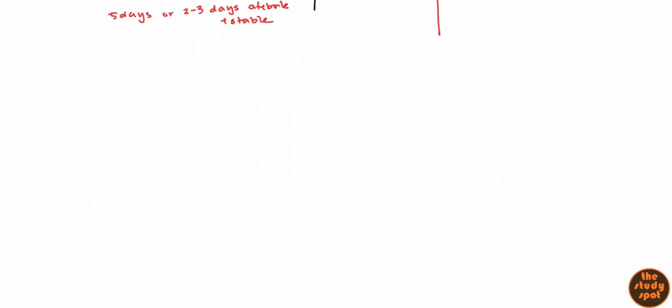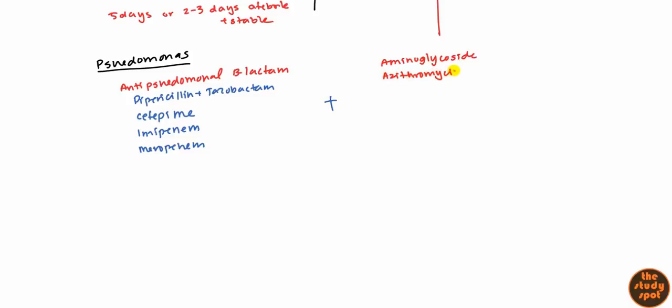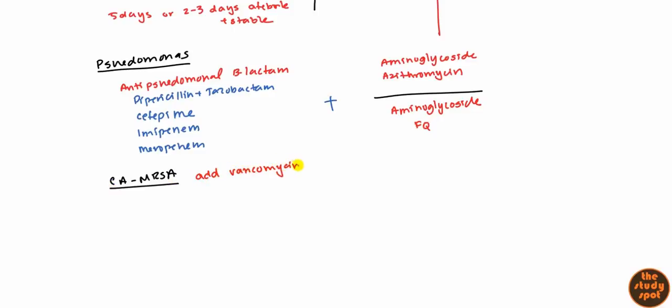Now, there are some bacteria which require more specific therapies. So Pseudomonas. In Pseudomonas, you want to use an anti-pseudomonal beta-lactam, and these would be your piperacillin plus tazobactam, cefepime, imipenem, and meropenem. So these are your kind of anti-pseudomonals. And you also want to add on top of that either an aminoglycoside with azithromycin, or you can use an aminoglycoside with the fluoroquinolone. So that's kind of your targets for Pseudomonas. Now, if you have community-acquired MRSA, then just add vancomycin or linezolid to your treatment strategy. So that's how you deal with MRSA.